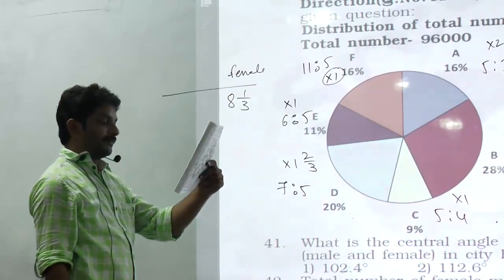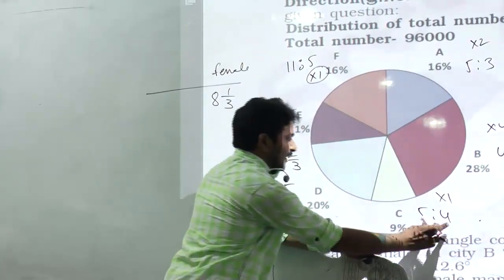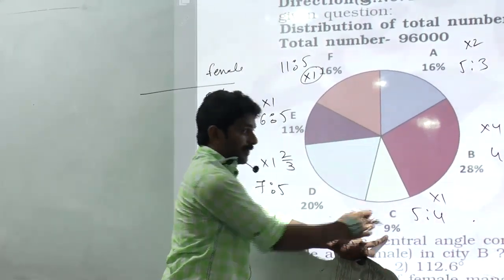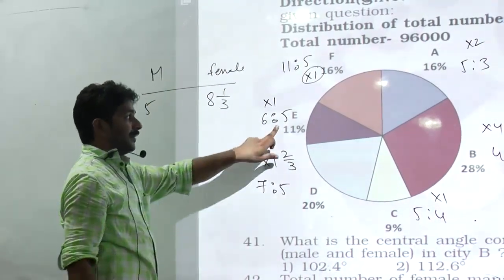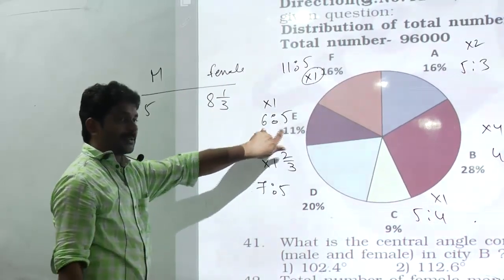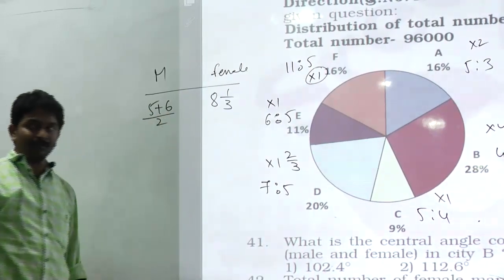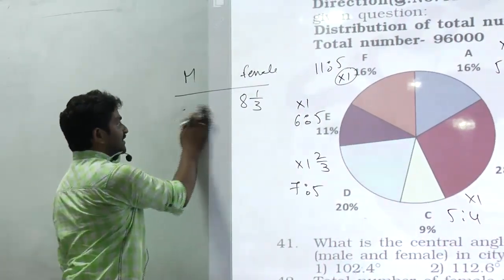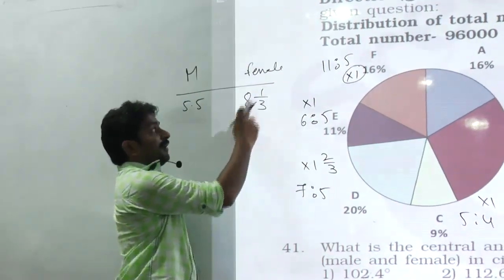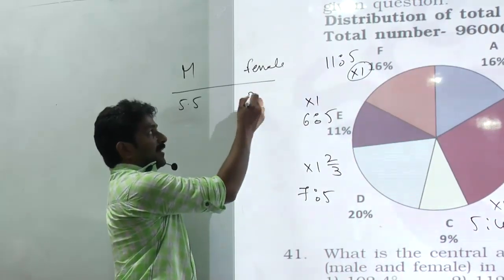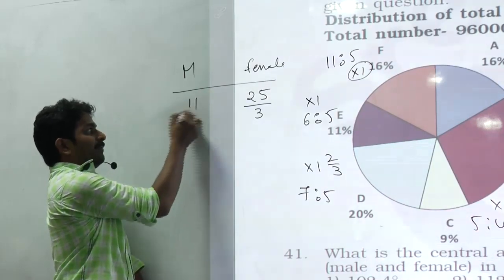And then male from C and E. C 9%, 9 parts, 5 parts, 5%. That is 5 male part. And then E 11%, 11 parts, 6 parts, 6%. But you are asked about average by 2. 11 by 2 in the sense 5.5. Here you have 8 1 by 3. If you convert this, this becomes 25 by 3. And this is 11 by 2.